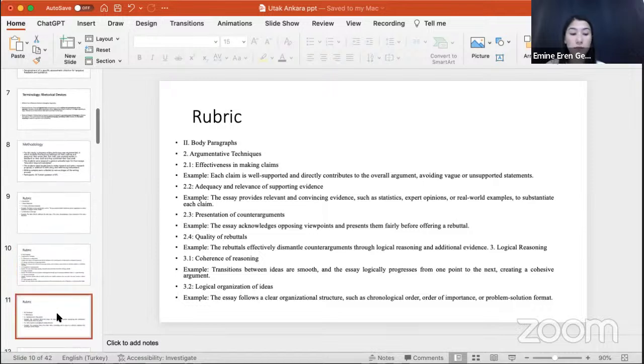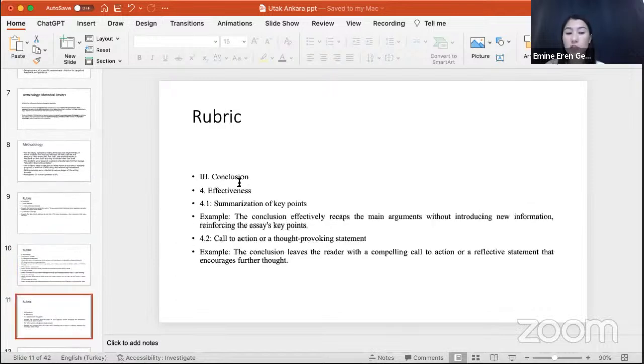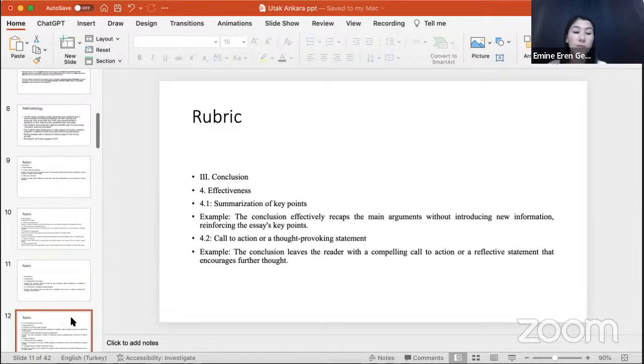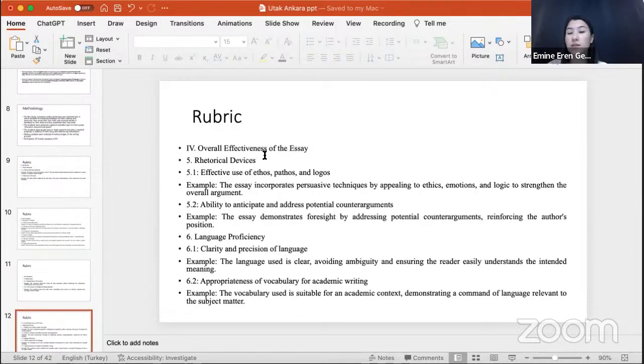the ideas. Then we looked at the conclusion paragraphs, and we looked at effectiveness and summarization of key points and a call to action or a thought-provoking statement in a conclusion paragraph. And for the overall effectiveness of the essay, we checked rhetorical devices like effective use of ethos, pathos, logos, and the ability to anticipate and address potential counter-arguments.